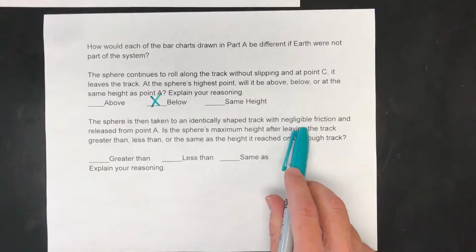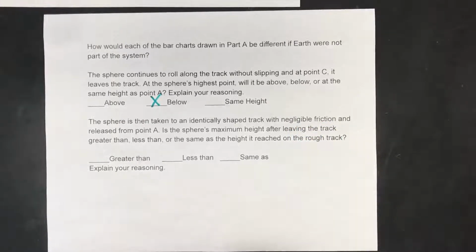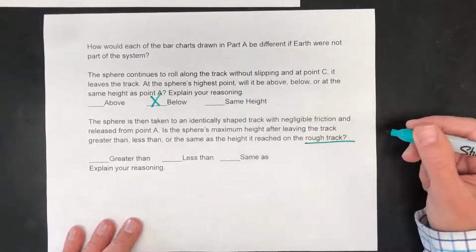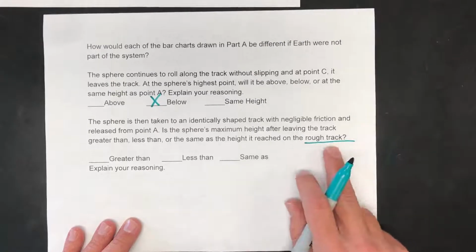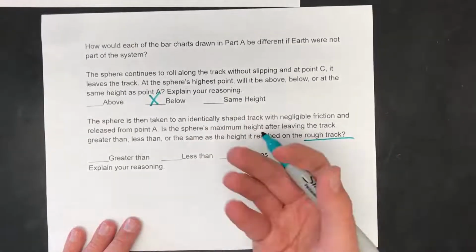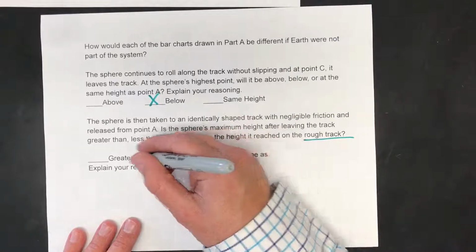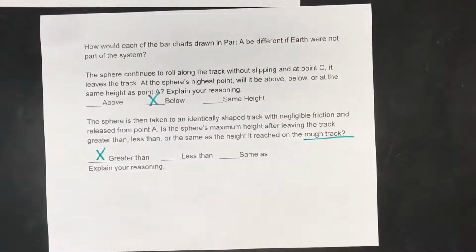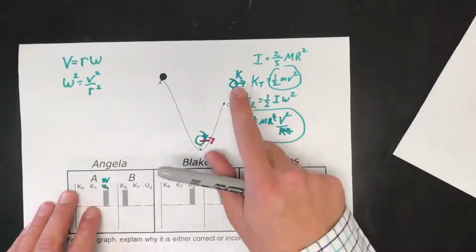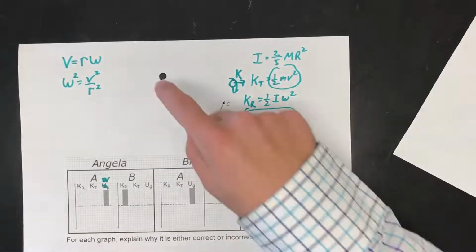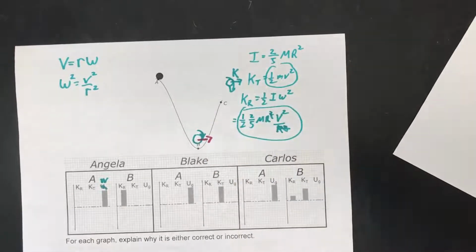what if it's on an identical track with no friction, so it won't roll? Is the sphere's maximum height after leaving the track greater than or less than on the rough track? Because it's comparing to the one we just did, we won't have any of that rotational kinetic energy. It will all be just translational. So it will go higher than it did before, because some of that energy that was rotational when it went down the track with friction and rolled is going to be all in terms of translational kinetic. It still won't get as high as A, like we just discussed, because it will be going to the side, but it will get higher than it did if it was rolling along there.